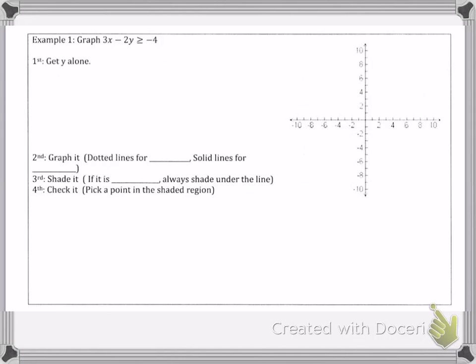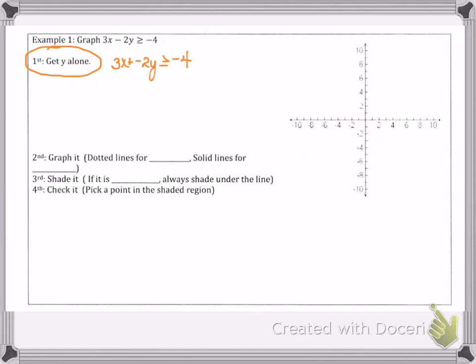When we go to graph an inequality, like we will for example 1, the first thing we want to do is get it in slope-intercept form, get the y alone. So we're going to follow the same kind of steps that you just finished up on your chapter 8 test when we ask for slope-intercept form. I'm going to rewrite the problem underneath: 3x minus 2y, but I'm going to make that plus -2y, greater than or equal to -4.